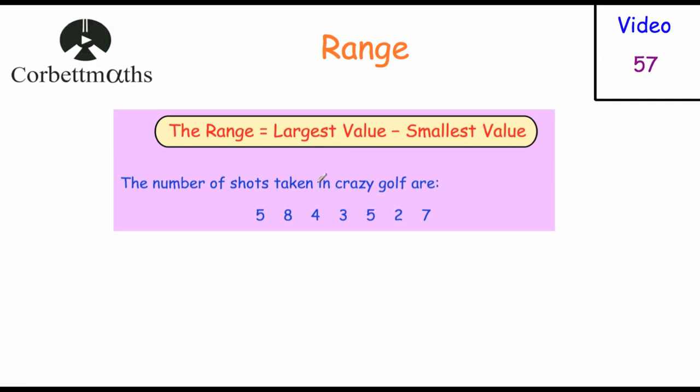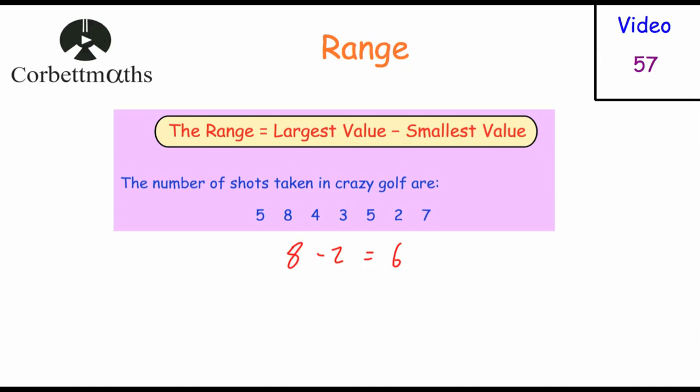And we want to find the range, so we need to find our largest value. So our largest value is 8, and our smallest value is 2, so 8 take away 2 is equal to 6. So the range for this information is 6. It's the difference between the largest and the smallest value.